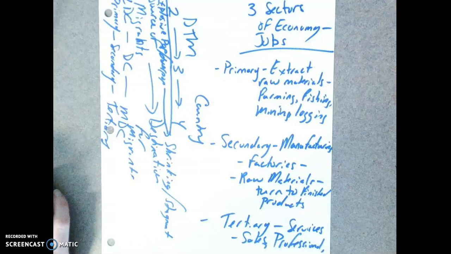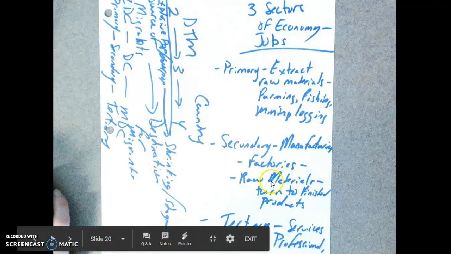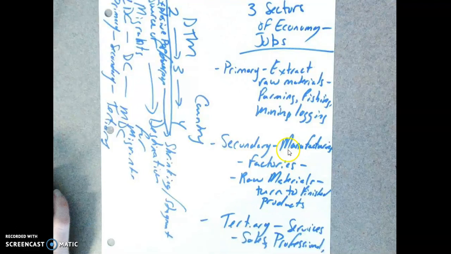Secondary would be manufacturing, typically in factories. This can also be because they're taking raw materials and turning them into finished product. This can also be constructing a house or constructing anything. Construction is also secondary because they're manufacturing something, they're building something.